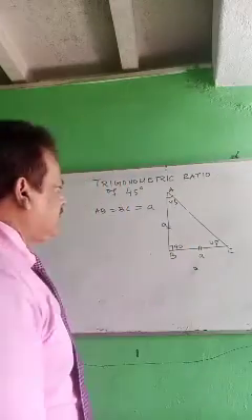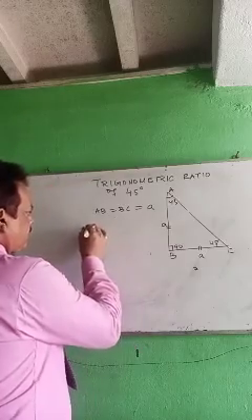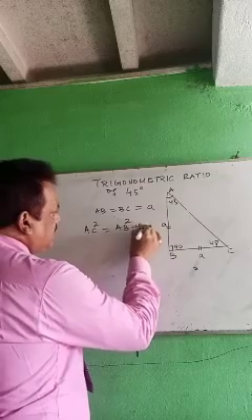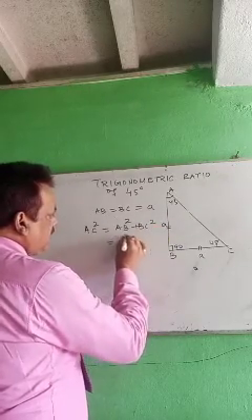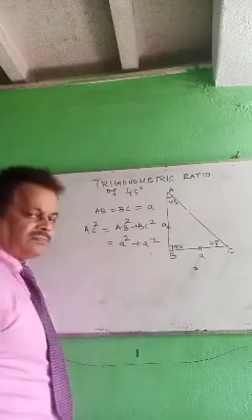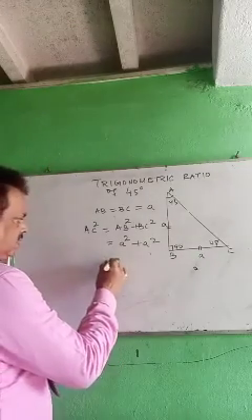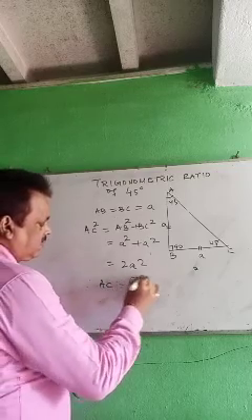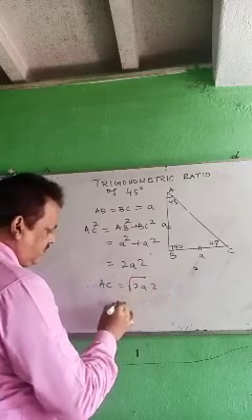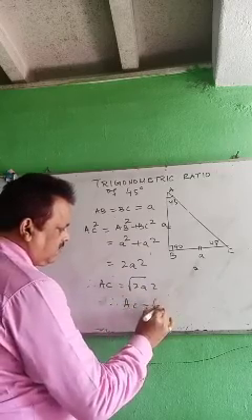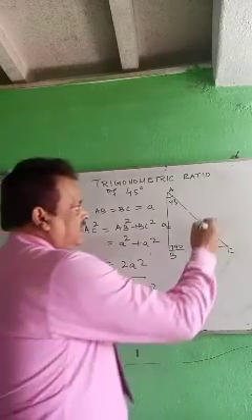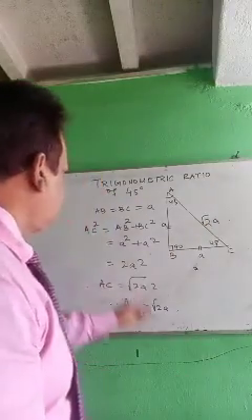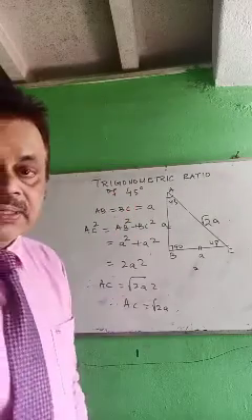Now use Pythagoras theorem. AC square equals AB square plus BC square. That is A square plus A square, then that is 2A square. Therefore AC is root over 2A square. AC is root 2 A. That means your hypotenuse is root 2 A. Now let's find out sin 45, cos 45 like this.